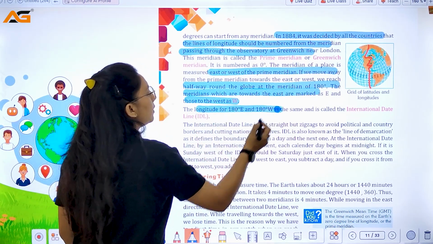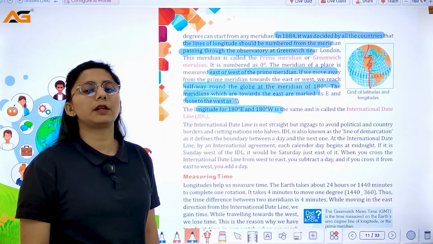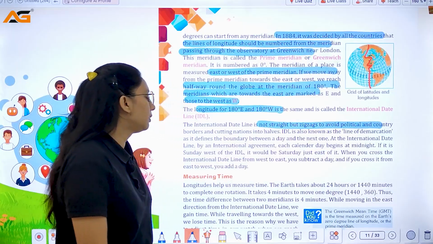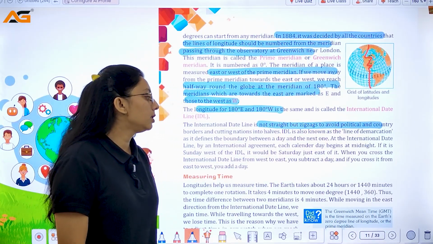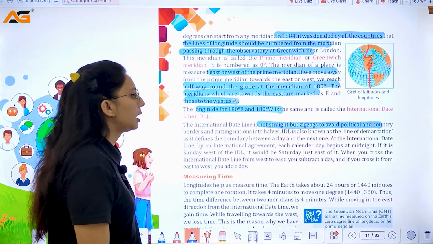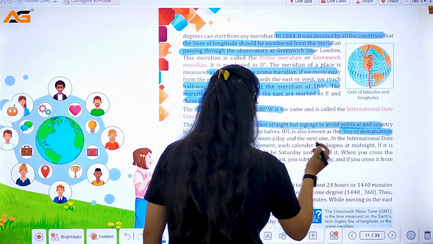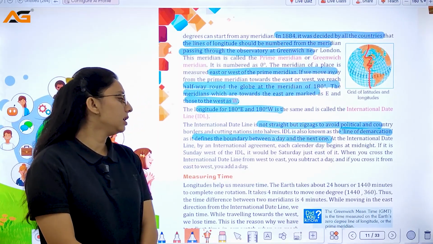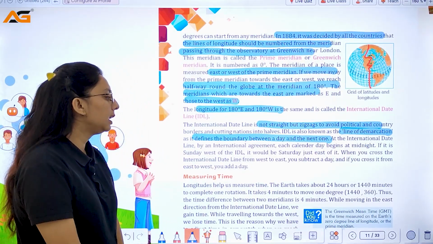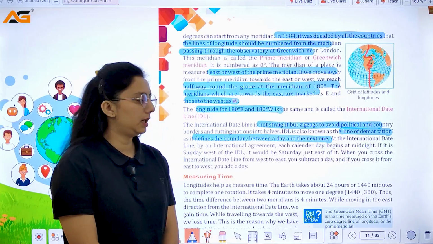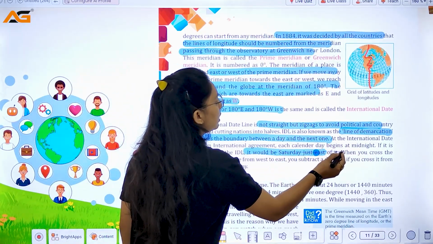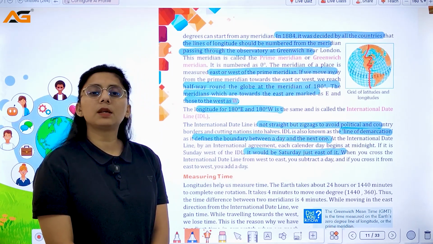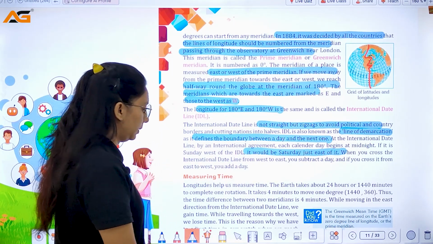The longitude of 180 east and 180 west is the same, and it is the international date line. It is not straight but zigzag, जिससे हम पॉलिटिकल एंड कंट्री बॉर्डर्स को अवॉइड कर सकें. बाय कटिंग नेशंस इनटू हाफ्स, we have the IDL, that is the line of demarcation. How is it defined? Boundary between one day and the next. At the international date line, by an international agreement, each calendar day begins at midnight. Right? So it would be Saturday just east of it when you cross the international date line from west to east, but we will subtract a day and then we will add a day.